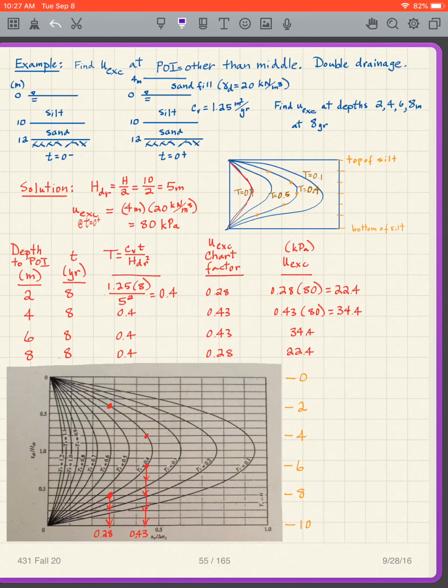And then I simply take this factor times the 80, and I get the UXS at 8 years at these points that are not at the center. Okay, I'll stop there.